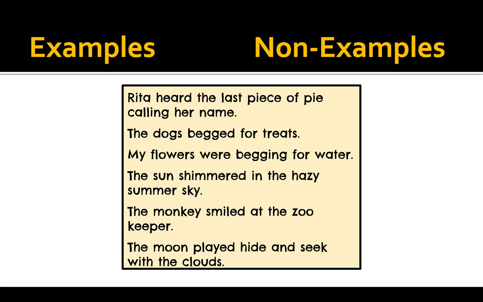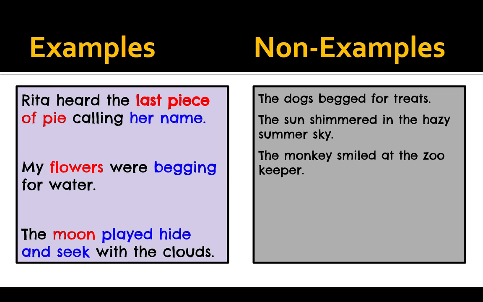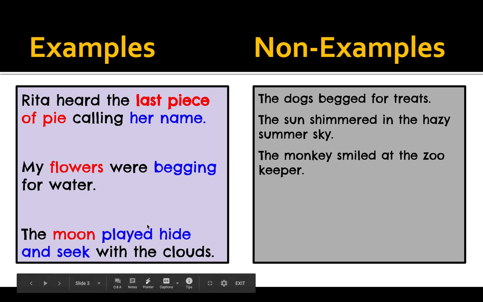Okay, I'm moving towards the answers. So Rita heard the last piece of pie calling her name. Last piece of pie is something not human. Calling her name is human. That should also, calling should be in blue as well. My flowers were begging for water. Flowers are non-human. Begging is something humans do. And the moon playing hide and seek. The moon, non-human, playing hide and seek, something humans do.